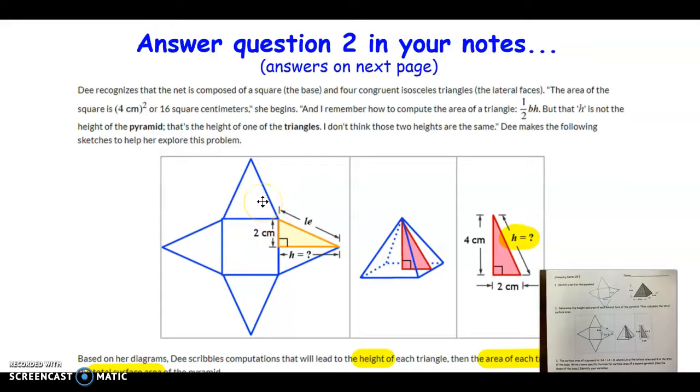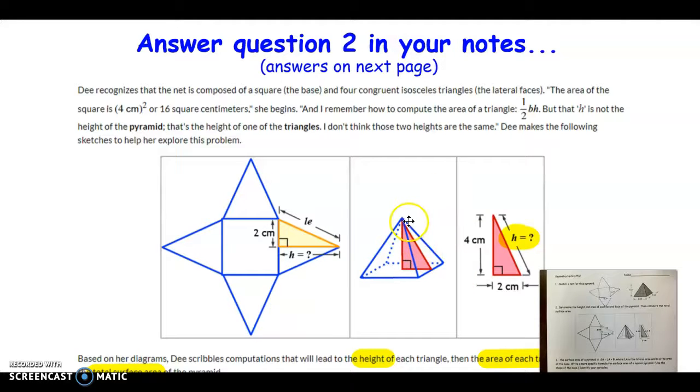And she also remembers how to find the area of a triangle. It's 1/2 base times height. But she recognizes that the height of this triangle, which is shown here, is not the same thing as the height of the pyramid. It's actually going to be a longer distance because if we visualize this right triangle here with the height of the pyramid, then we can see that the height of the triangle is actually the hypotenuse of that triangle. So we know it would be longer.